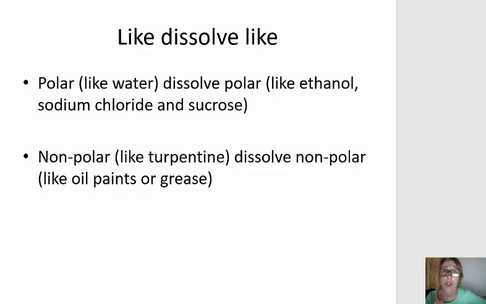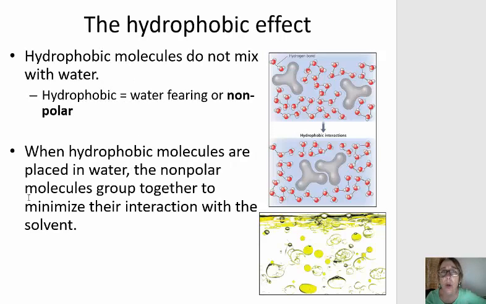You will see throughout Chapter 9 this term "like dissolves like." Basically, that means a polar solvent, such as water, will dissolve a polar solute, such as ethanol, sodium chloride, or sucrose. And a nonpolar solvent, such as turpentine, will dissolve a nonpolar solute, such as oil paint or grease. Now you've probably seen oil and water and noticed that the oil kind of clumps together in droplets.